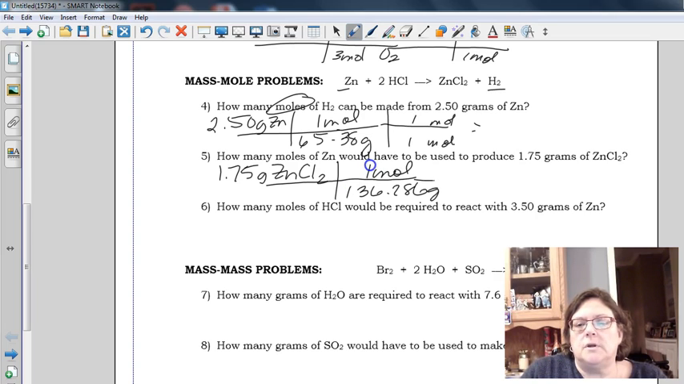Can you hear Google telling me in the background? Now we're going from zinc chloride to zinc, which is also 1-to-1.